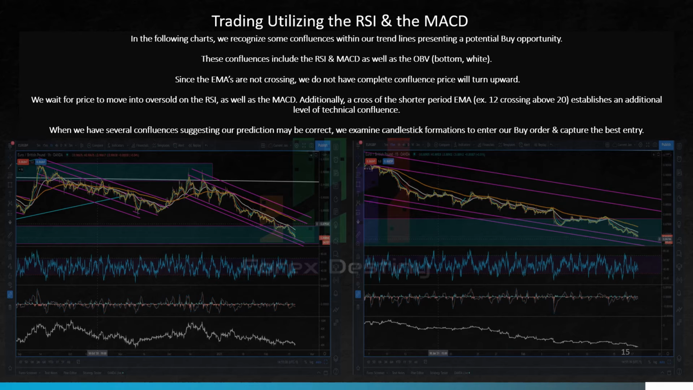Therefore, we wait for price to move into the RSI's oversold territory, as well as on the MACD. Additionally, a cross of the shorter period EMA, for example the 12 crossing the 20, establishes an additional level of technical confluence. When we have several confluences suggesting our prediction may be correct, we examine the candlestick formations to enter our buy order, and we capture the best entry.